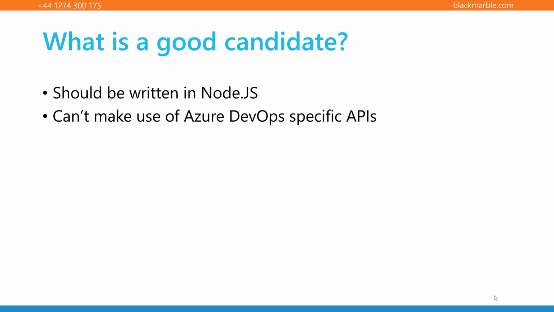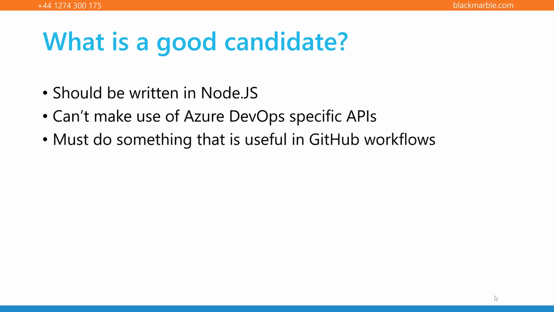Now, the chances are starting from scratch again would probably be easier than trying to port, just because it's apples and oranges. I've got two completely different APIs. The chances are nothing aligns. I might as well start again. But that might not necessarily be true with a task that you've got. So, I've not focused on that.